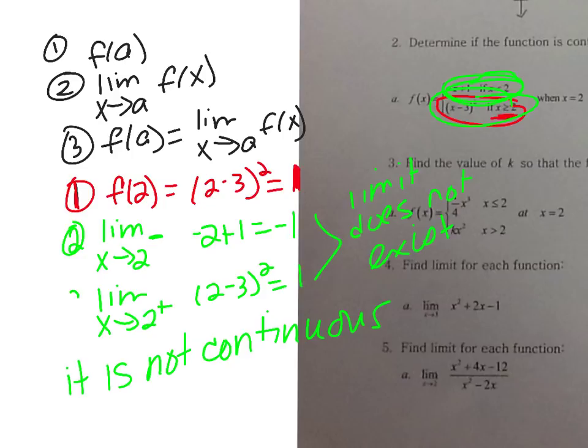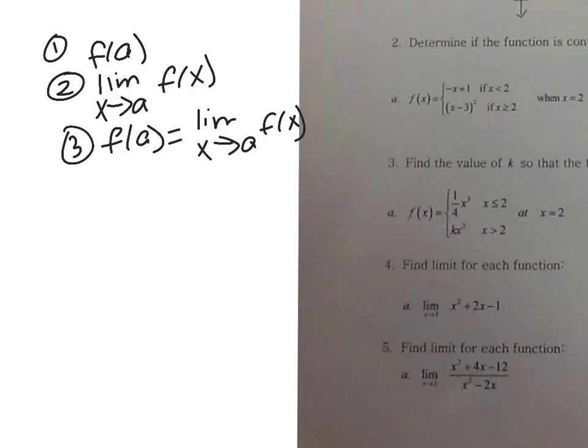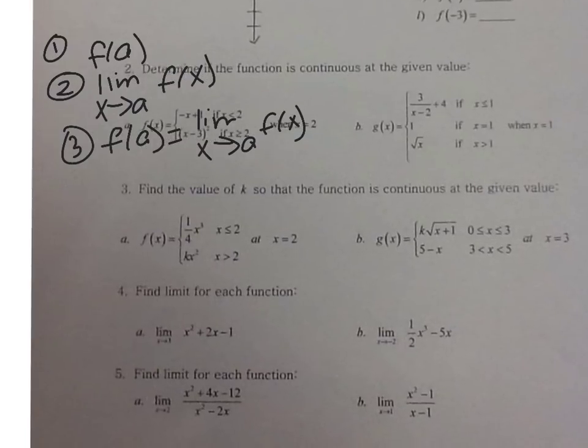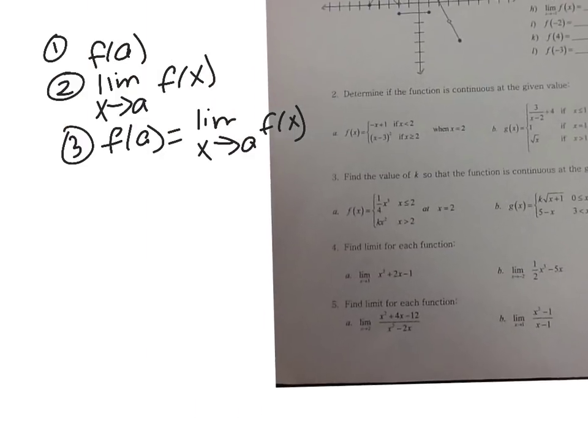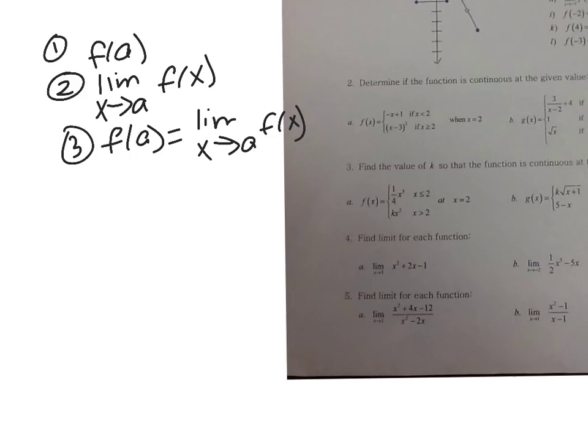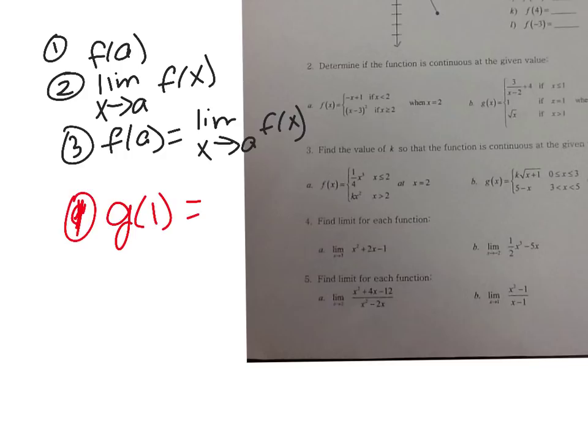Okay, so let's check out B. All right, so I want to see if g of x is continuous when x is equal to 1. So I'm going to start off with number 1. You have to do g of 1. So g of 1 is, you have your x equal to 1 here.